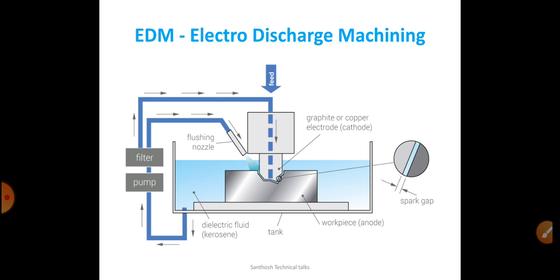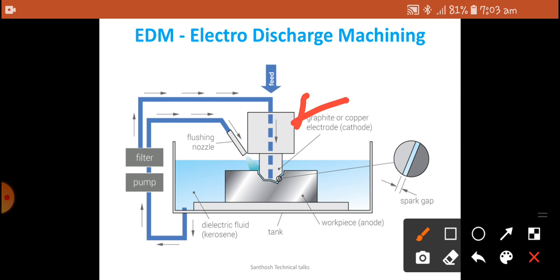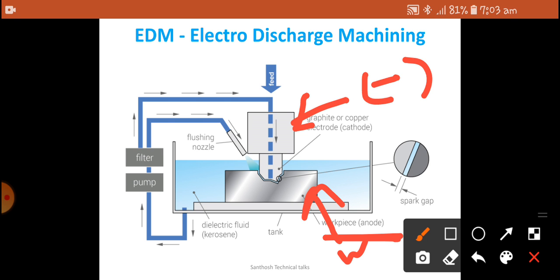Next is electro discharge machining. Here we have an electrode. It is connected to the negative source and a positive source to the workpiece. So the workpiece is on the positive source, and we have a very small gap between the electrode and the workpiece. In this, a high frequency of current is jumped from the workpiece to the cathode electrode. That is why the profiles are being cut.